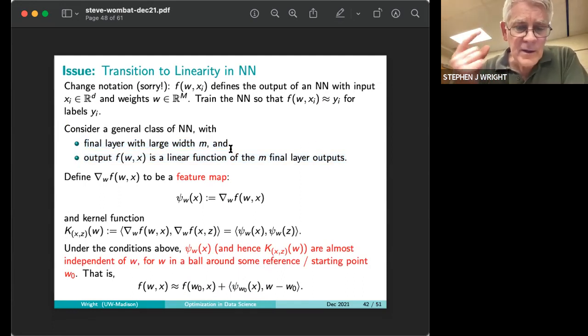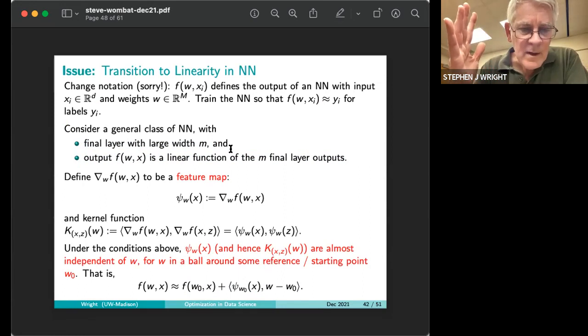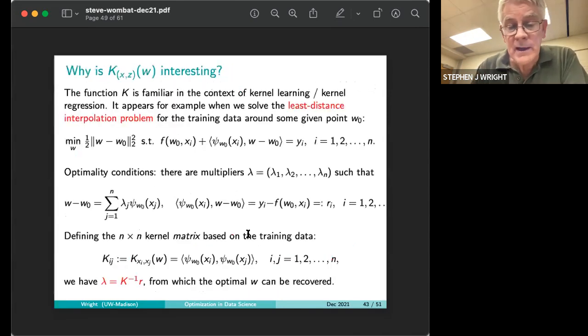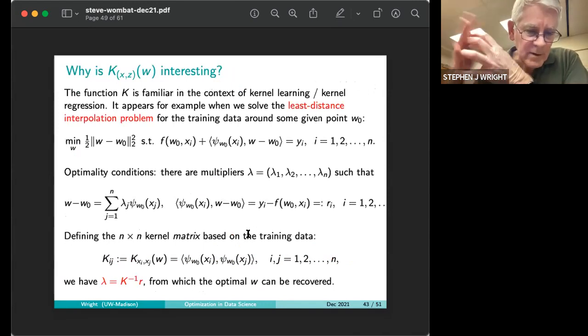But you can show that if the neural net has two properties, one is that the output layer has a very large width, let's call it M, and the second is that the way that you get from the output layer to the prediction is by just doing a linear combination of those outputs. If you have those two properties, you can show that your neural net can be basically approximated by this linear map. Okay, and people say that you're in the neural tangent kernel regime.